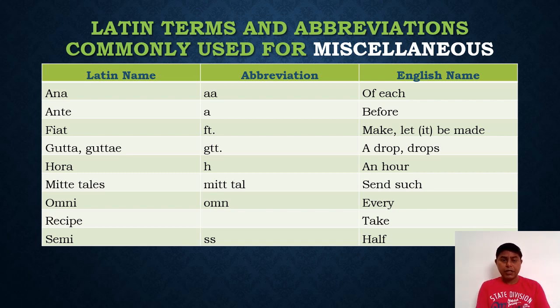Ana, of each. Ante, before. Fiat, to make. Gutta or guttae, a drop or drops. Hora, an hour. Mitte, send. Talis, such. Omni, every. Recipe, take. And semis, half. Most of these terms we are going to use during the practicals of pharmaceutics too, and I just used a few of the miscellaneous terms which are most commonly used in practicals.